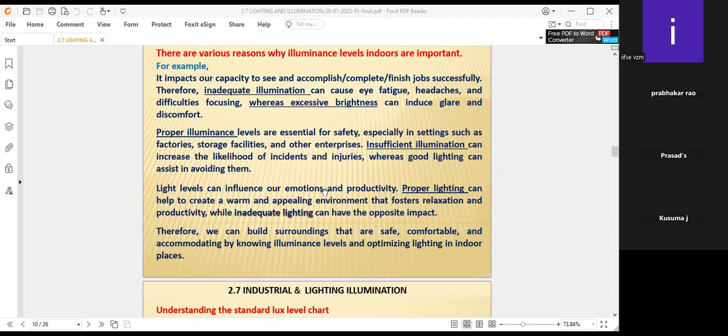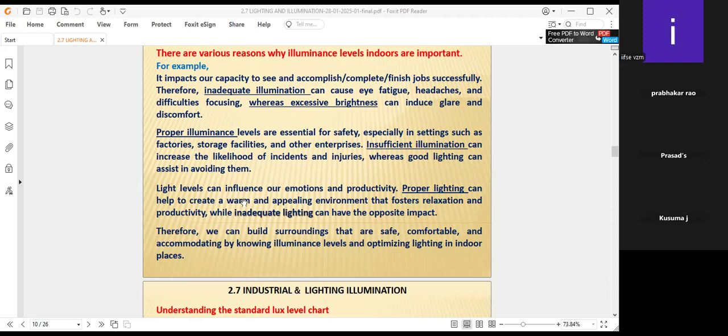Light levels can influence our emotions and productivity also. A very important point is that light levels influence our emotions and affect productivity. Emotions in the sense of mood or feelings, being tired, whatever it may be, and it affects productivity also. For example, proper lighting can help to create a warm and appealing environment that fosters relaxation and productivity, while inadequate lighting can have the opposite impact.